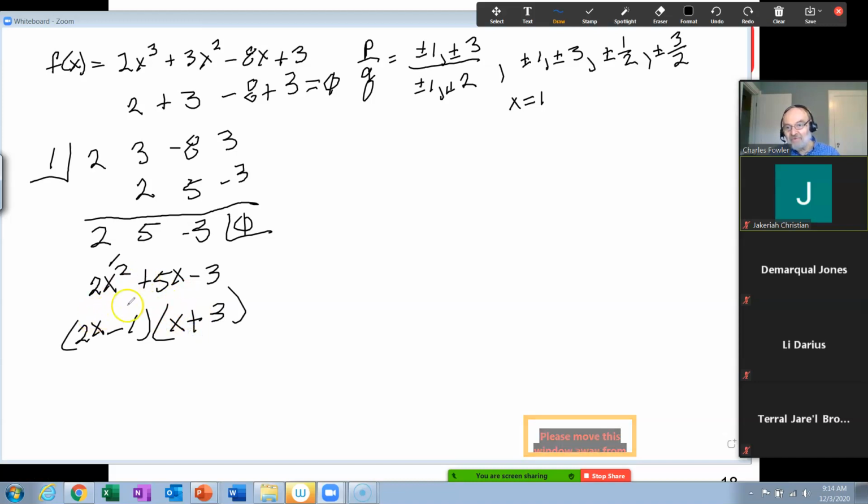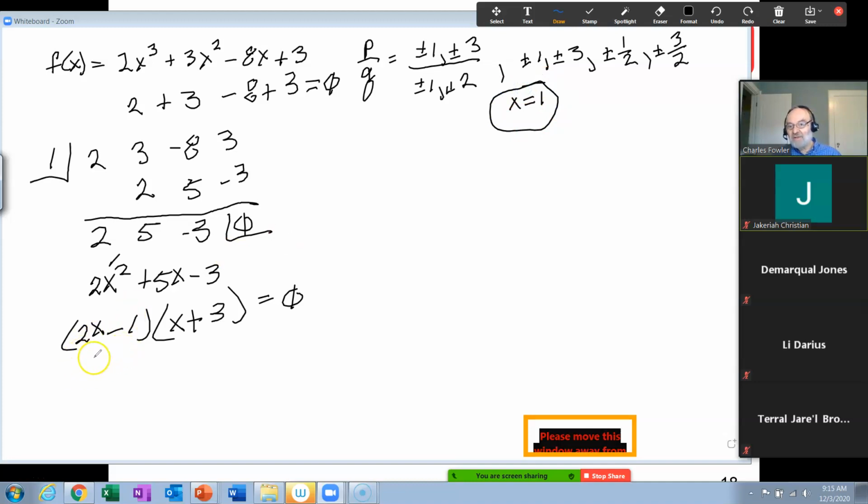Let's try it again. 2x times x is 2x squared. 2x times 3 is 6x. Minus x would be 5x. Minus 3, yes! We've got the complete factorization. And set that equal to 0, because you're looking for the zeros of the polynomial. You got 1, it's over here, x equal 1.